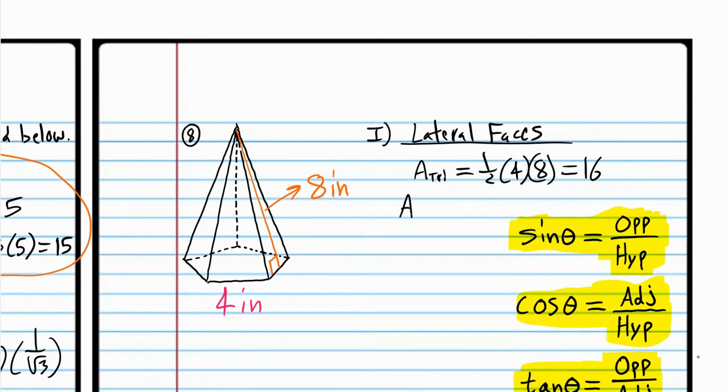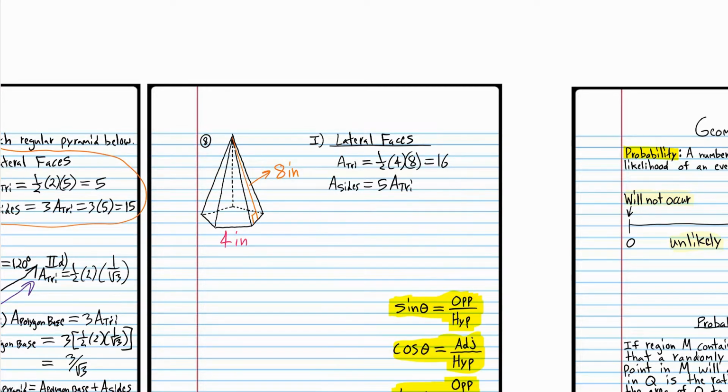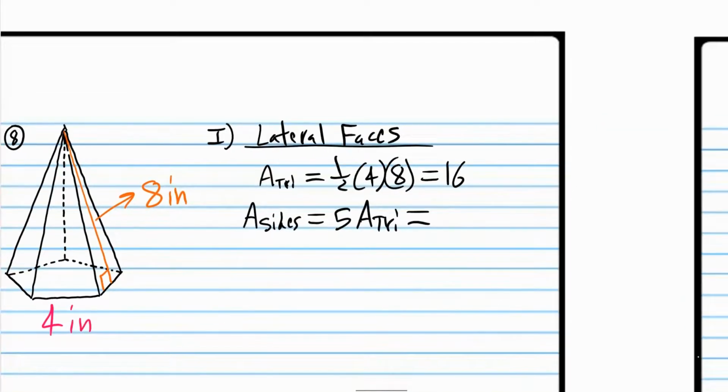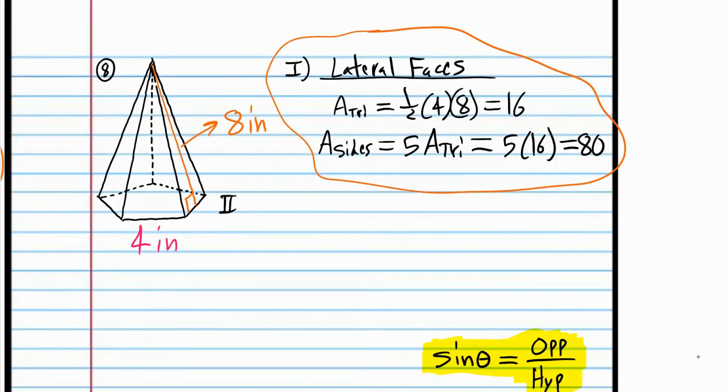And the total area of all the sides is equal to 5 times, because there's 5 isosceles triangles, so 5 times the area of the triangles that we just found. And to save room, I'm just going to write that over here. So 5 times 16, which is 80. So we found the area of all the lateral faces. And now we're going to find the area of the regular polygon base.